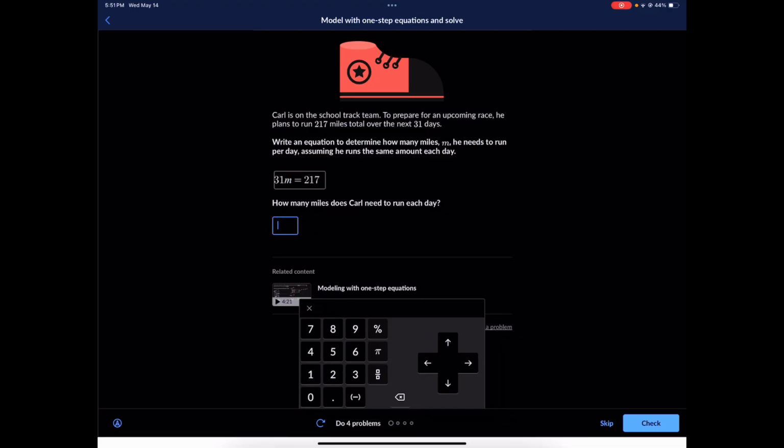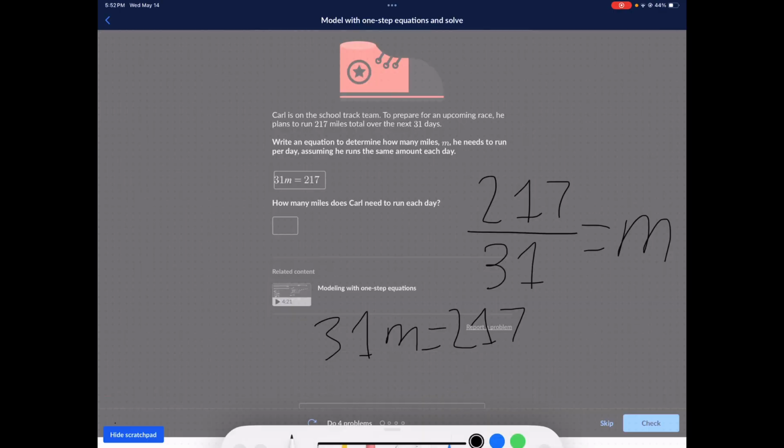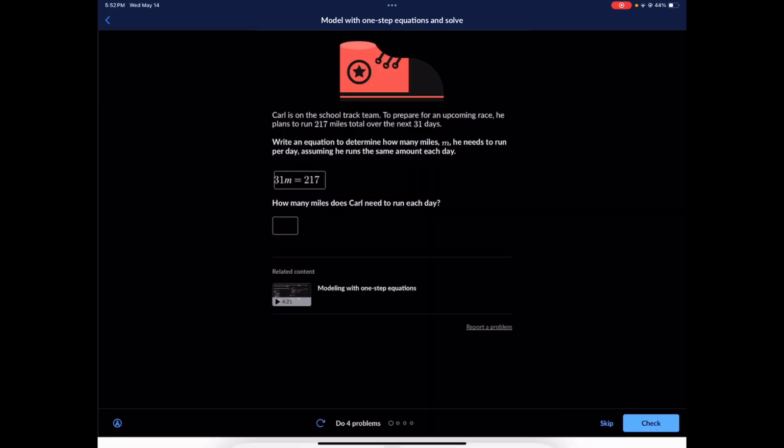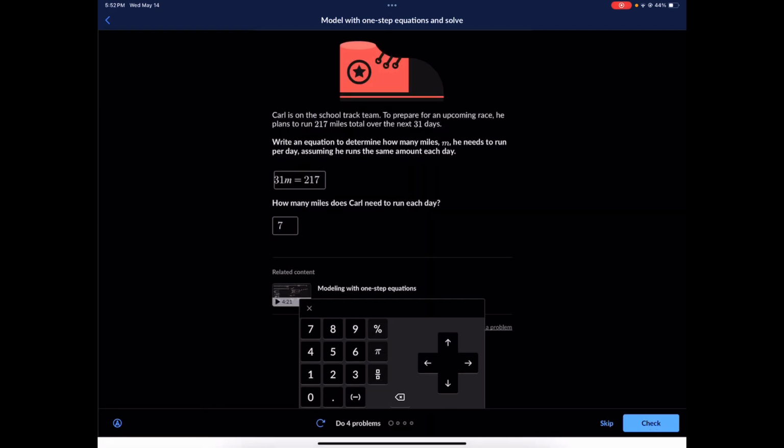And now we have to divide. So we divide 217 by 31, and I will use my calculator for this one. Give me a moment. And I got 7, so M is 7. So that means Carl runs 7 miles every day. That's kind of a lot.